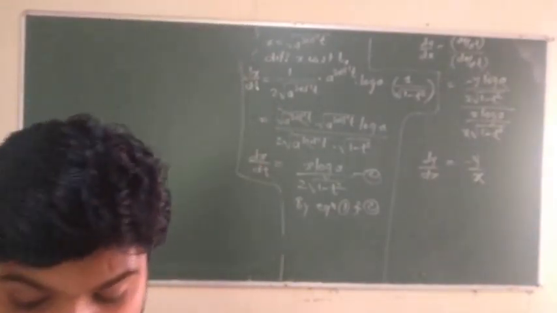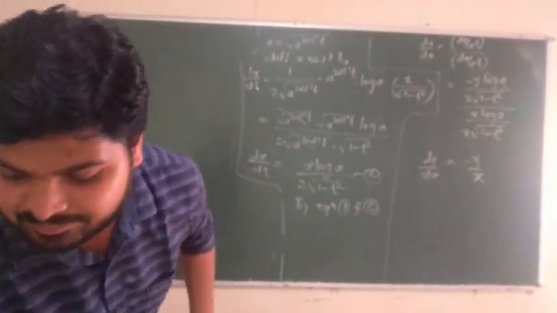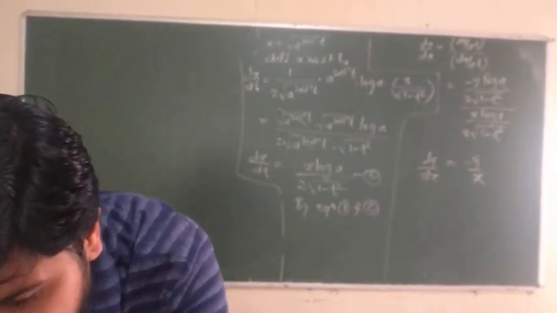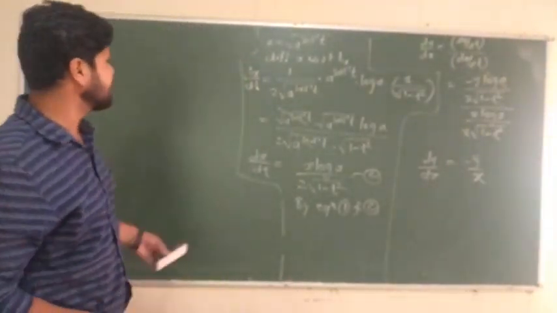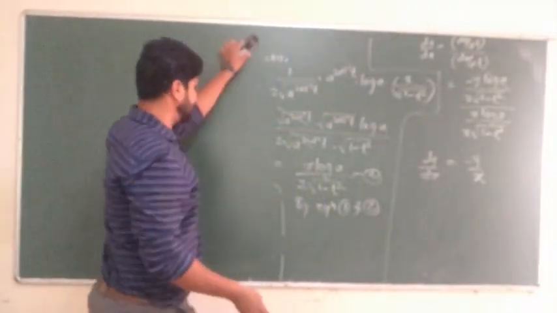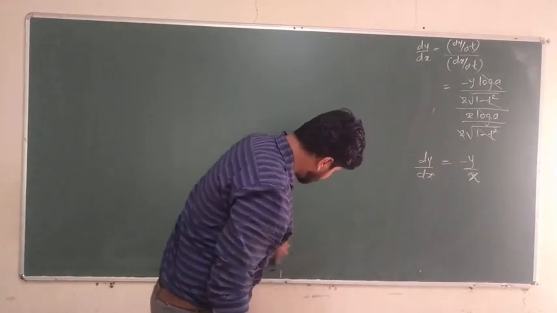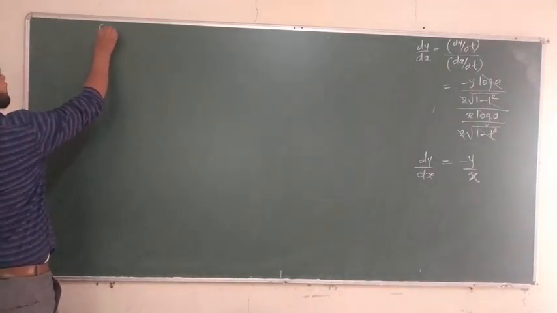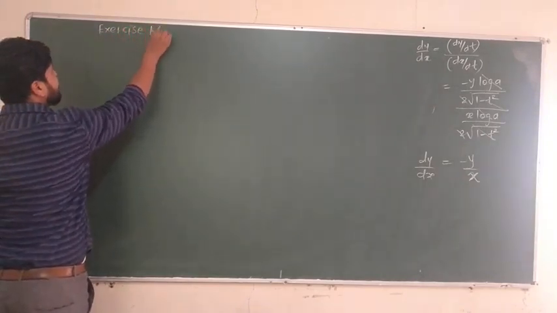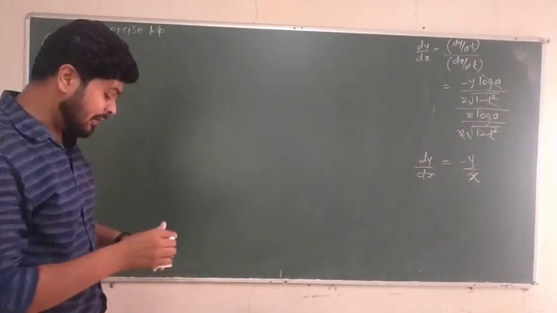Now we solve some examples from exercise 1.4. These are similar examples in this exercise, which are of the type that will be asked for 4 marks. So now I am solving the examples from exercise 1.4, question number 3.